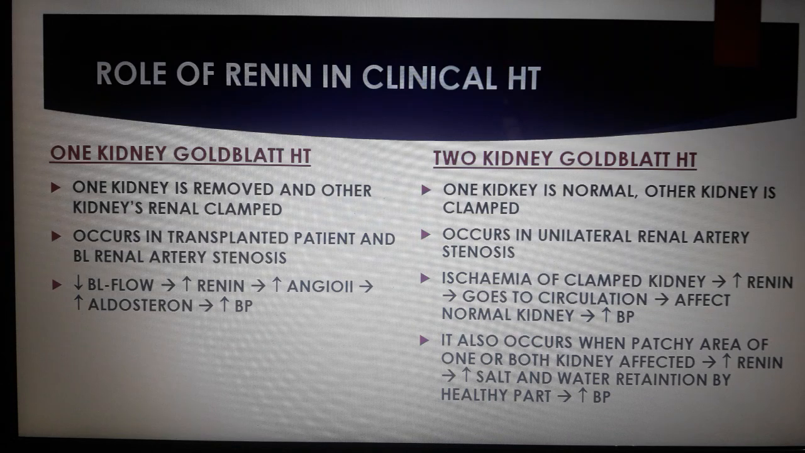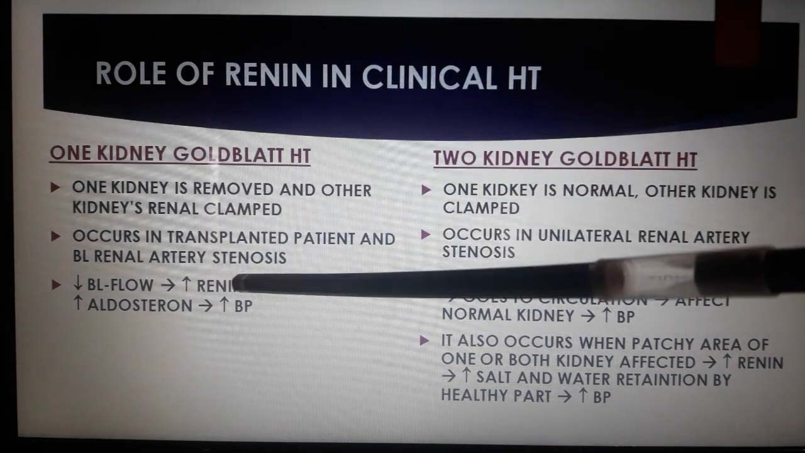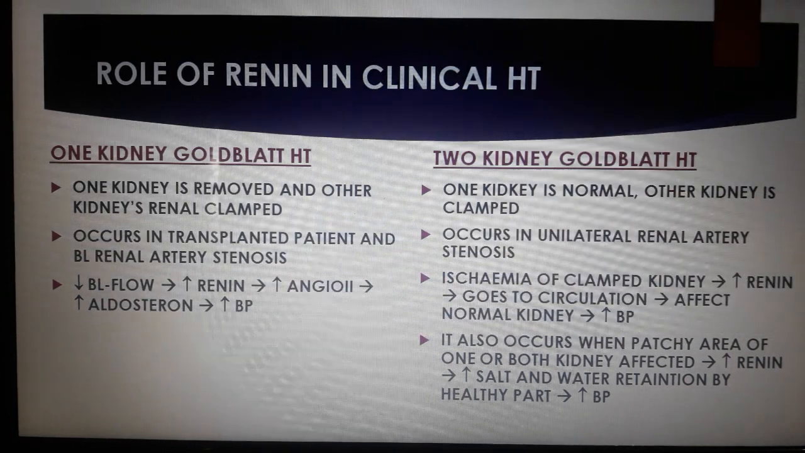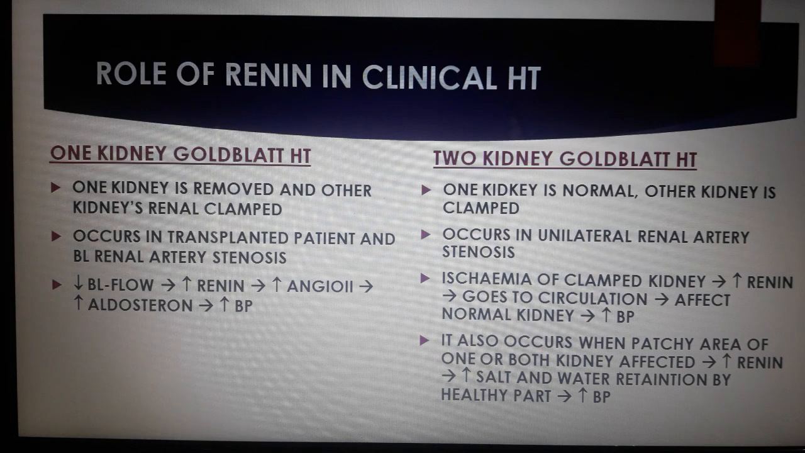Role of renin in clinical hypertension. One kidney Goldblatt hypertension is when one kidney is removed and the other kidney's renal artery is clamped. It occurs in a transplanted patient or in bilateral renal artery stenosis. It causes the decreased blood flow and causes the increased renin release and increased angiotensin 2. There is the increased aldosterone and it causes the increased BP. So when there is decreased blood flow, there is the increased renin release from the constricted kidney, and this causes the increased angiotensin 2 and increased aldosterone and increased BP.